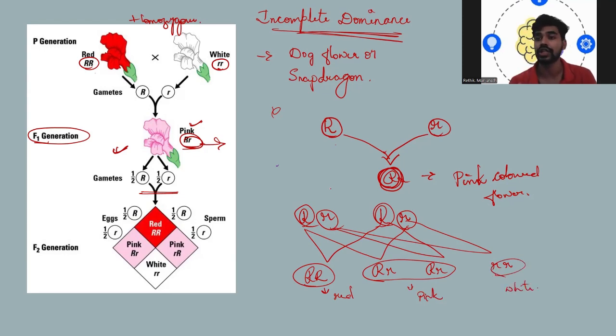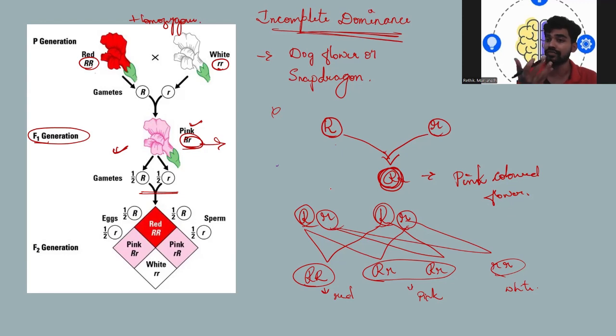So now in the F1 generation, what happened? The parental characteristics were not expressed, but in the F2 generation, the characteristics were recovered. So now we are able to observe both red color and white color flowers with that additional pink color flower. So one thing that I can say is that this capital R is not completely dominant over the small r. This is one point. As a result, we are getting some other character, that is pink color flower.